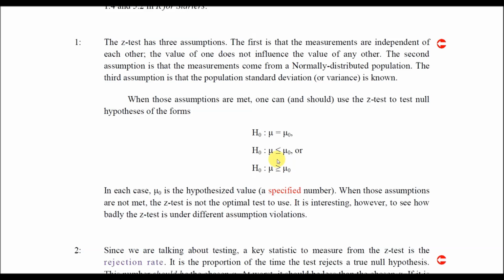The second type of null hypothesis that we can test is that mu is less than or equal to mu naught. Again, the population mean is less than or equal to our specified value. And the third is that the population mean is greater than or equal to our specified value. Notice how each of those 3 contains the equals part. Either is equal to, is less than or equal to, or is greater than or equal to. And that's the hallmark of a null hypothesis.